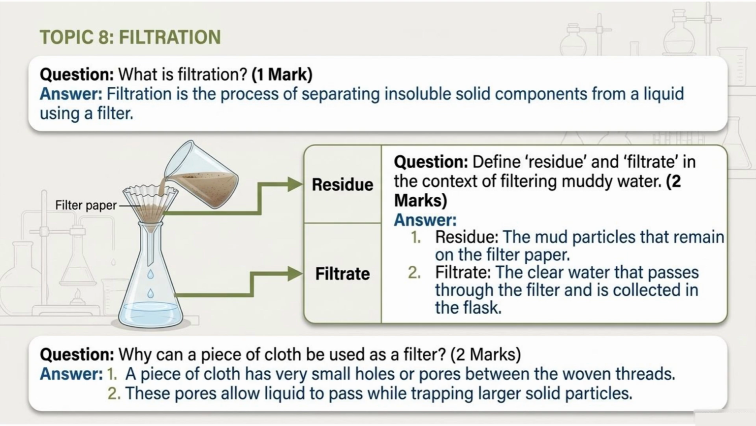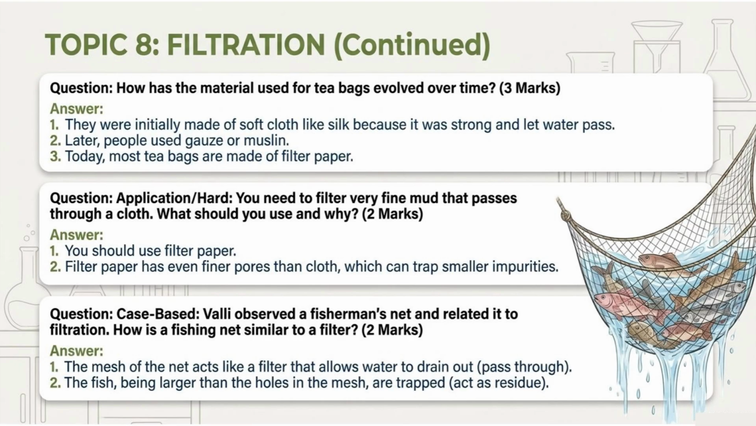Question. Why can a piece of cloth be used as a filter? 2 marks. Answer. A piece of cloth has very small holes or pores between the woven threads. These pores allow liquid to pass while trapping larger solid particles. Question. How has the material used for tea bags evolved over time? 3 marks. They were initially made of soft cloth like silk because it was strong and let water pass. Later, people used gauze or muslin. Today, most tea bags are made of filter paper.